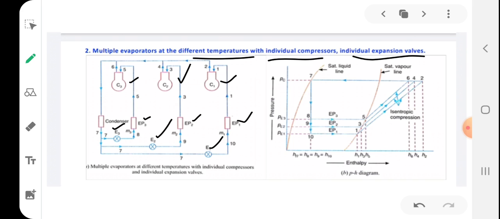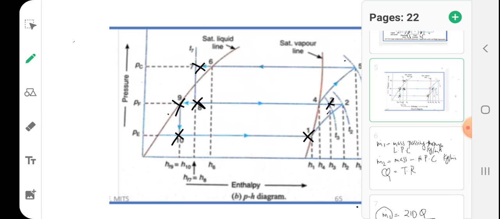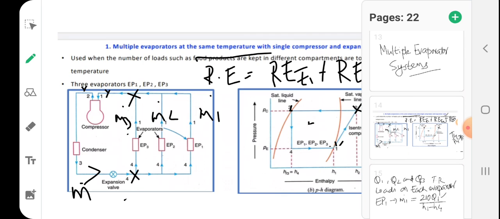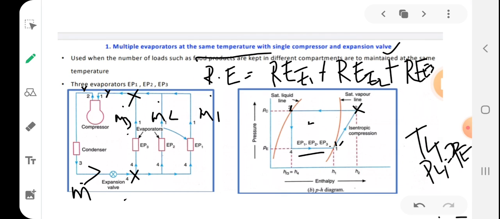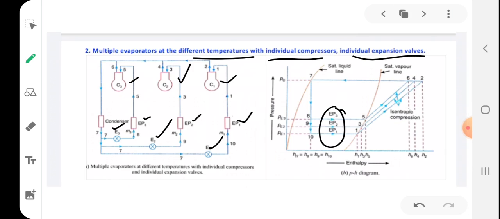That's the important point. So here you can see that in the previous case EP1, EP2 and EP3 were on one single line only. But here they have different lines, meaning they have different pressures and different temperatures. The temperature of EP1 will correspond to this line, and the second evaporator this, the third evaporator this.